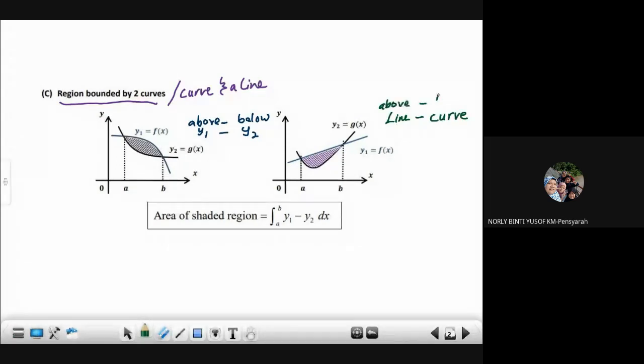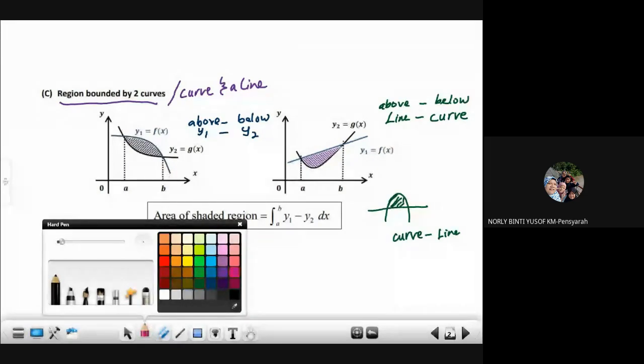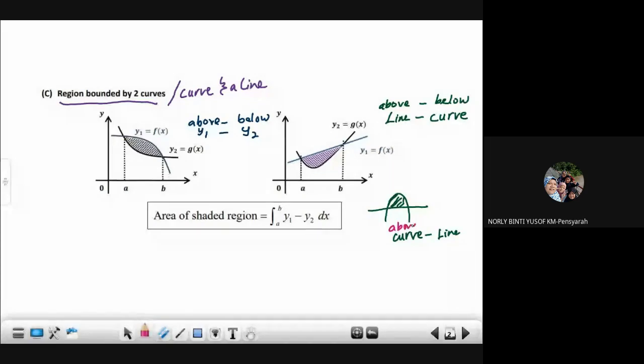Curve tu below. Tapi kalau you nampak macam contoh macam ni, so kat sini will be curve minus line. Sebab curve tu dekat atas. Ni above lah. Minus below. So it will be the same. This one will be Y1 minus Y2.